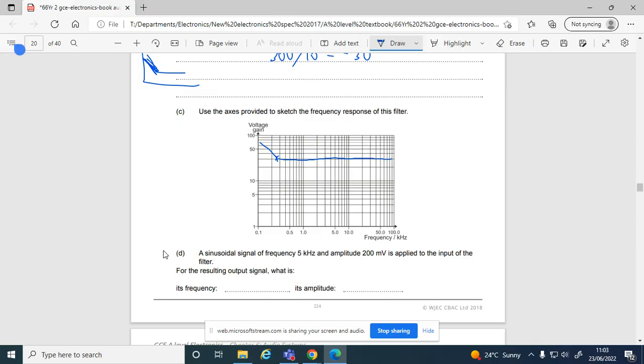A sinusoidal frequency of 5K, there's 5K, and amplitude 200 millivolts is applied. For the resulting output signal, what is its frequency? Well, obviously, it's still going to be 5K. We're not altering the frequency. All we're doing is altering the gain or the output voltage. So if there's 200 millivolts going in, I've got a gain of 30 there. So 2 times 3 is 6. So 6,000 millivolts, which is 6 volts.